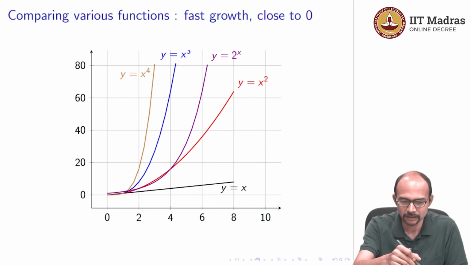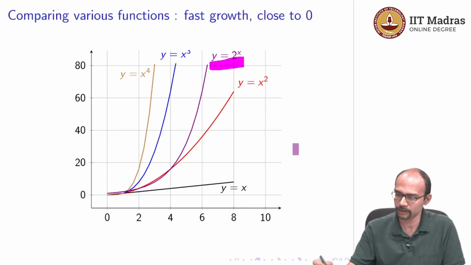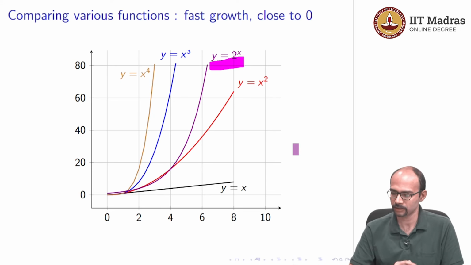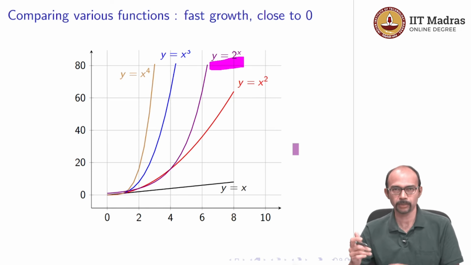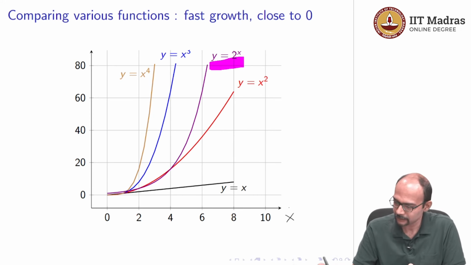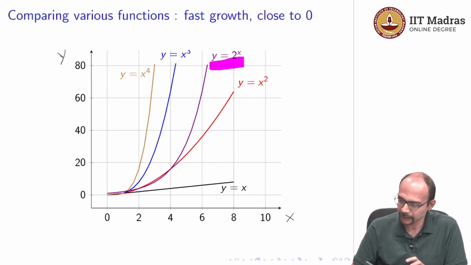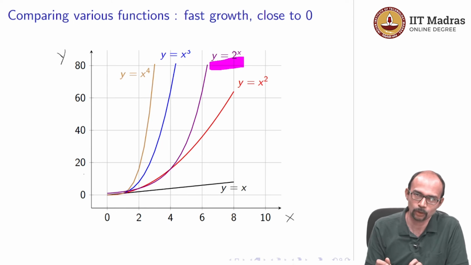I'll point out that this function here is the exponential function, and all the others are monomial functions. y is x squared, y is x cubed, y is x to the power 4. By the way, you should be careful about the labeling of the x axis and the y axis. Here the steps are 0 to 2, 2 to 4, 4 to 6 and so on, whereas here the steps are of order 20.